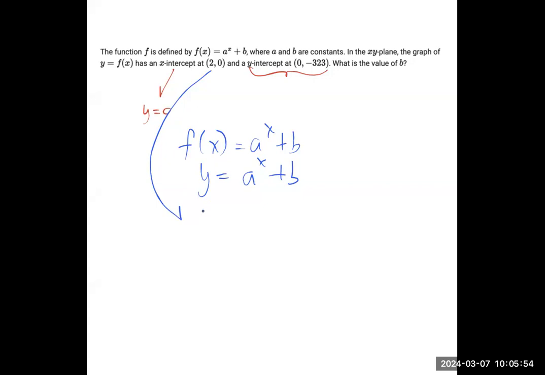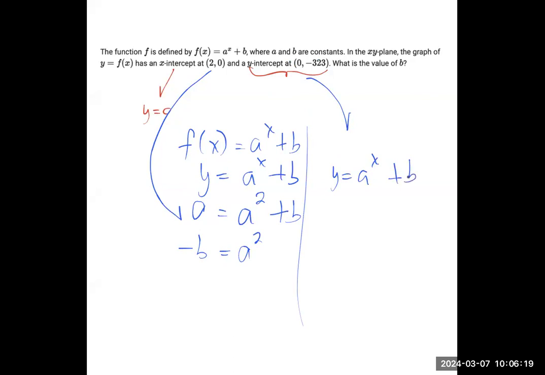So we have y is 0, x is 2, and 0 equals a squared plus b. Maybe simplify that a little by subtracting b from both sides: a squared equals negative b. We'll see what we can do with that after we look at the y-intercept, which is at 0, negative 323. So let's take the same function, y equals a to the x plus b, and plug in x is 0 when y is negative 323.